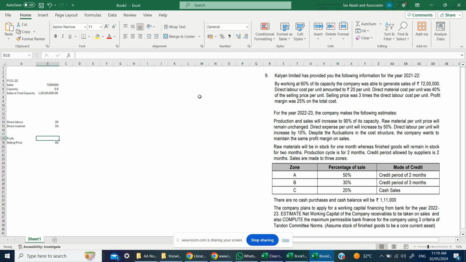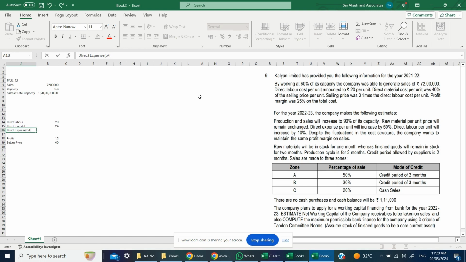Then profit. What is the profit he is mentioning? Profit margin was 25% on total cost. As you are aware, if on cost it is 25%, on sales it would be 20%. This you had studied in your foundation. This into 20%. So your total cost is coming up to 56. Therefore, the balancing figure would be your other direct expenses.